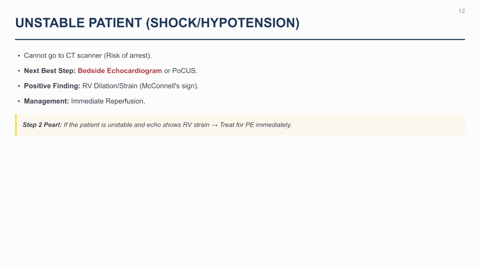An unstable patient cannot safely be transported to the CT scanner due to the risk of cardiac arrest en route. In this scenario, the next best step is a bedside echocardiogram or point-of-care ultrasound. The key finding is RV dilation or strain, particularly McConnell sign. If echo shows RV strain in an unstable patient, treat for massive PE immediately without waiting for confirmatory imaging.